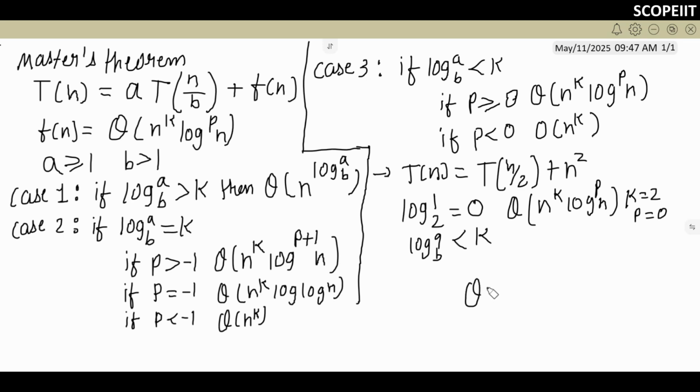So your answer will be theta of n to the power k. What is my k value? My k is 2. So it will become n to the power k, then log to the power p of n. What is the value of p? 0. And anything to the power 0 is nothing but 1. So in that case, your answer will be theta of n square.